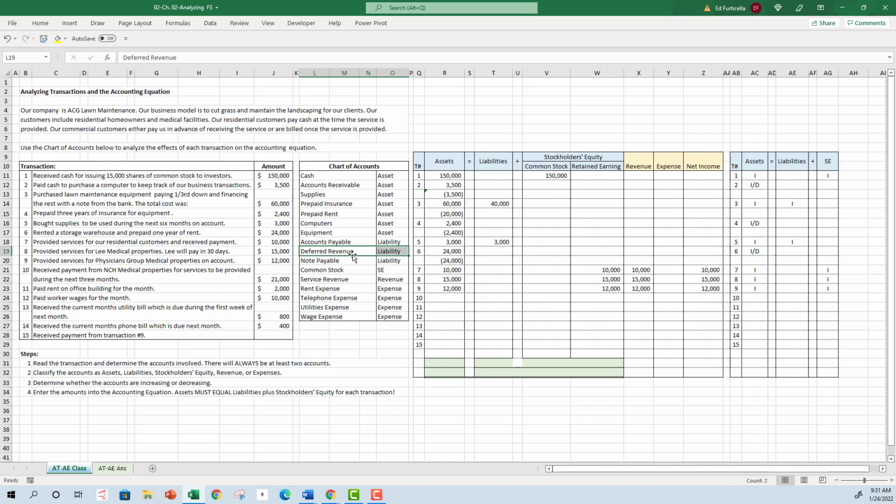So for this transaction, our assets increase and our liabilities increase. No other element is affected. So when we go to the accounting equation, our assets will increase because we received cash. Our liabilities will increase as well because we have a deferred revenue account, which is classified as a liability. That amount represents the $21,000 of service we owe NCH Medical Properties.